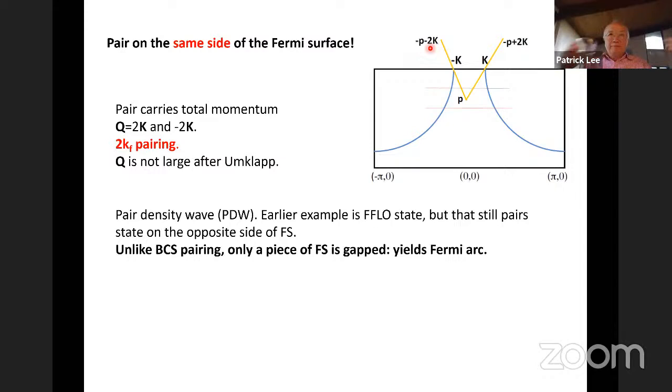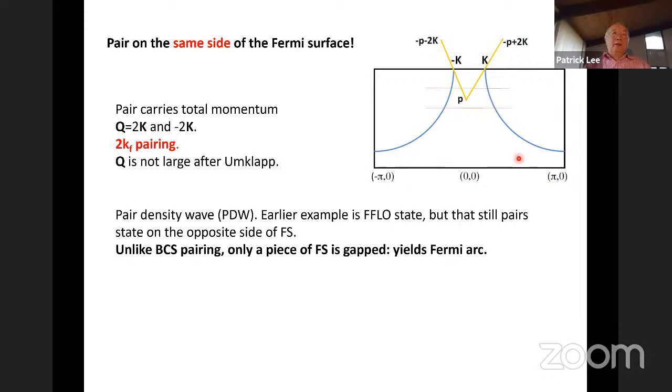Let me just assume that there's such a thing as a pair density wave. Of course, pair density wave is an old concept that goes back to 1960, Fulde-Ferrell, Larkin-Ovchinnikov. But that usually has a relatively small pairing momentum, and there are still pairing states on opposite sides of the Fermi surface. So this is quite unusual. I'll show you very quickly that, unlike BCS pairing, generically you only gap the Fermi surface around the point that you pick, so it naturally leaves behind a Fermi arc.